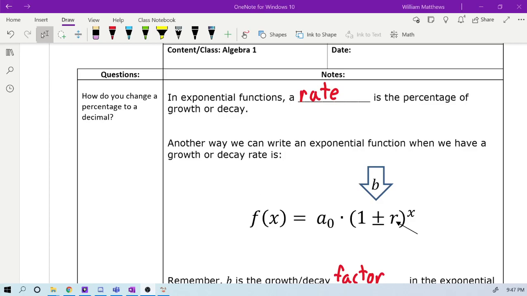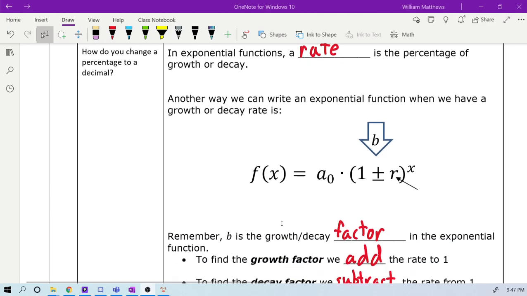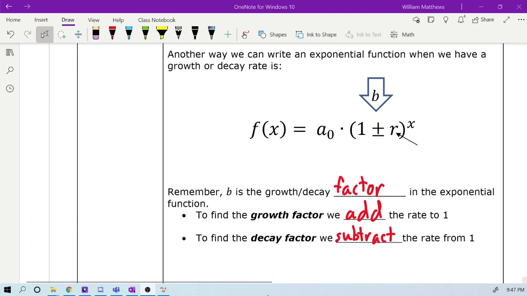Today's video will be going over exponential functions with rates. A rate is a percentage of growth or decay when we are referring to exponential functions. Now for the new formula that we're using, instead of just having some value b on the inside, which was our factor, we now have 1 plus or minus the rate in which we are changing, depending on if it is a growth, positive, or decay, negative.